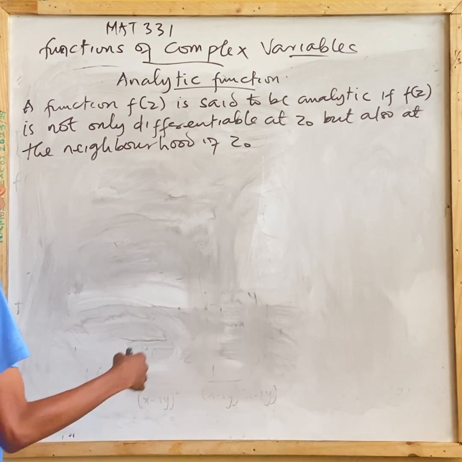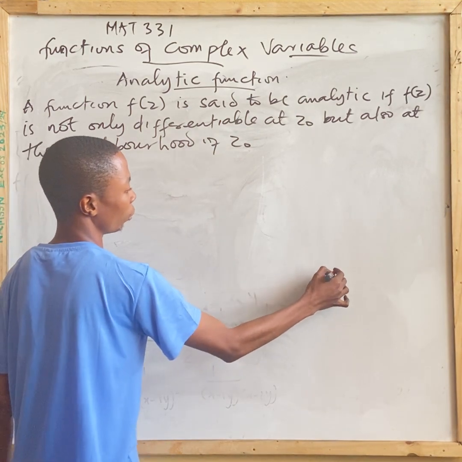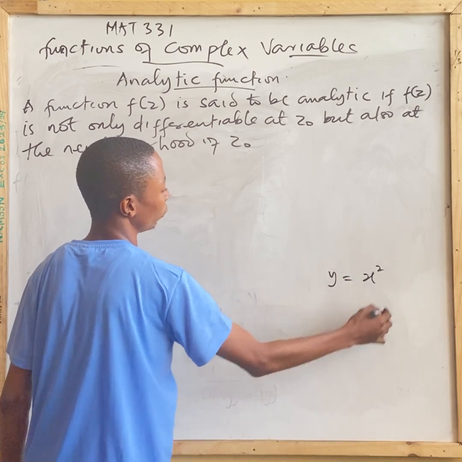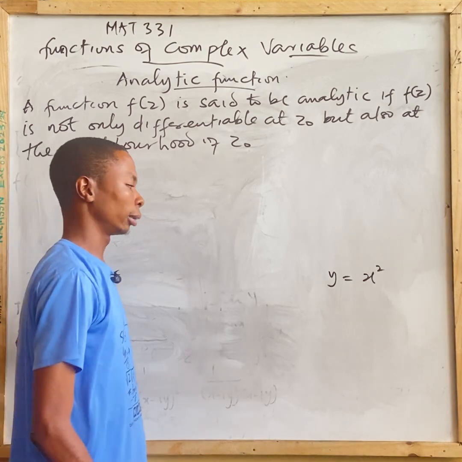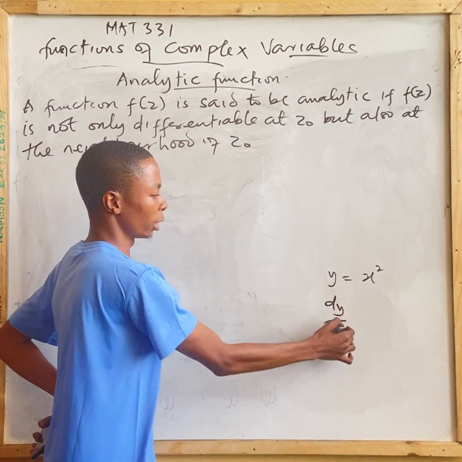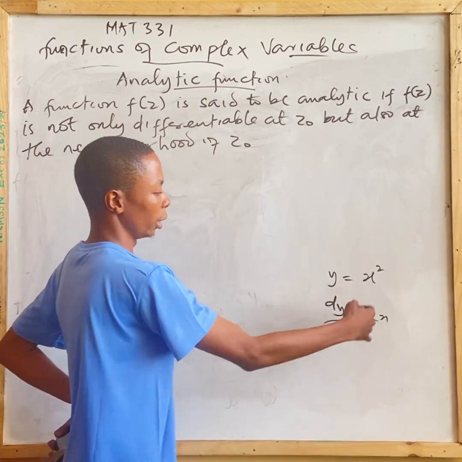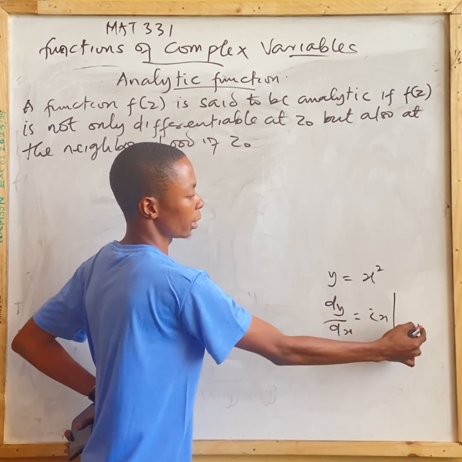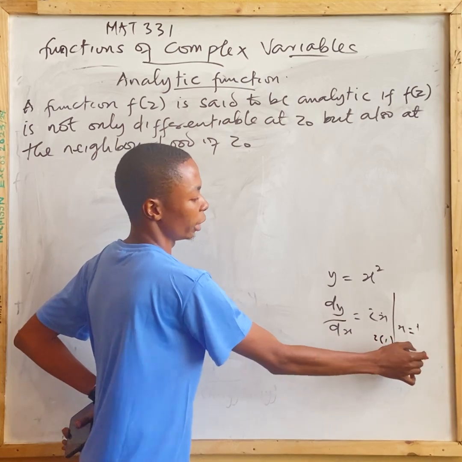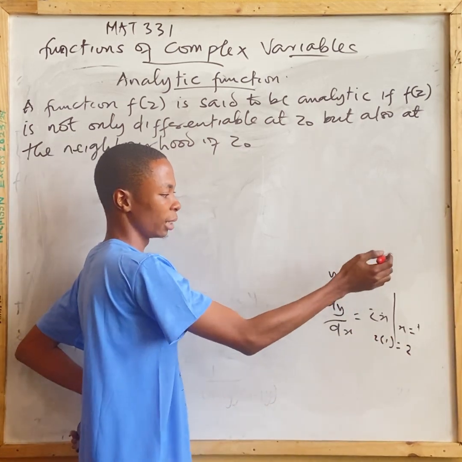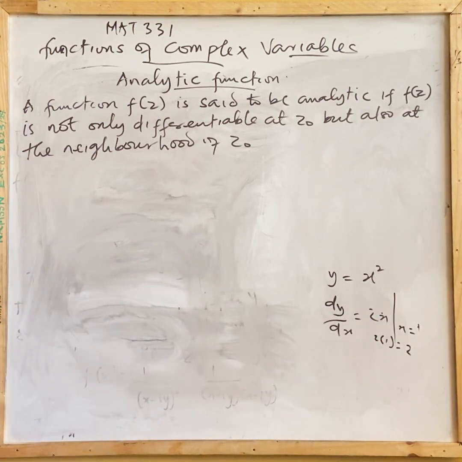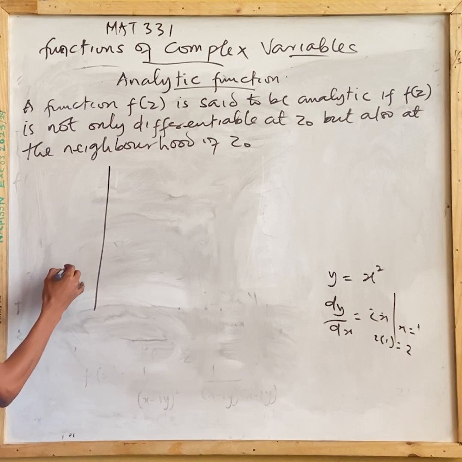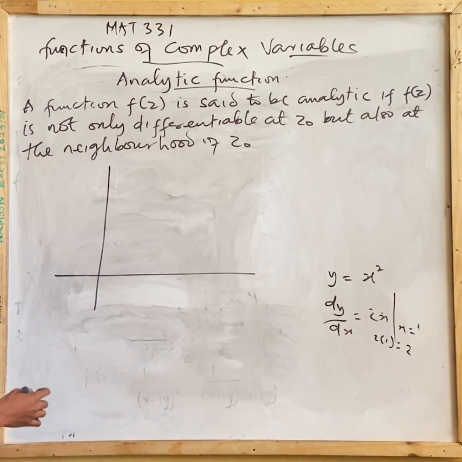Now, let's go back to elementary calculus. Suppose I have y equals x raised to power 2, and I was asked to differentiate this function at x equals 1. It means that I will take the derivative with respect to x, that's 2x. Then if I want to differentiate at x equals 1, I'll put x equals 1 here. That's 2 times 1, 2. It means that this particular function is differentiable at x equals 1. So in the case of complex variables, a complex variable will be analytic if that function is not only differentiable at a particular point z naught.